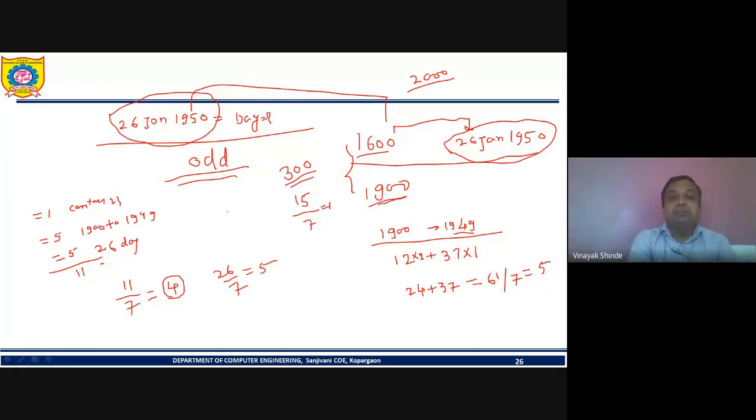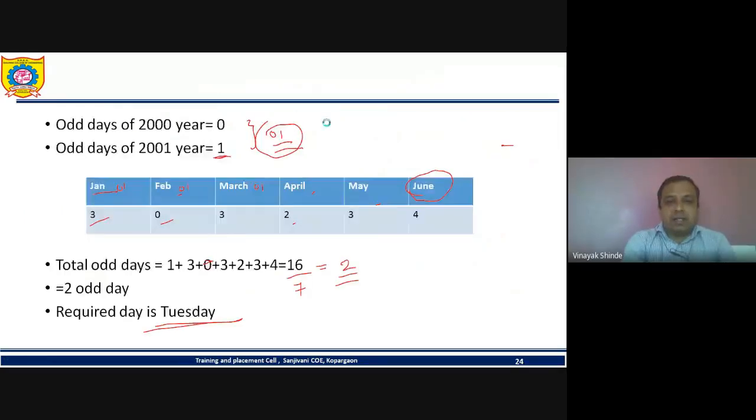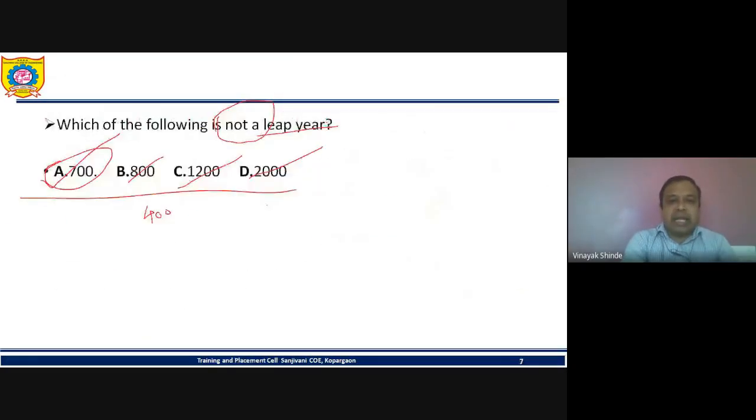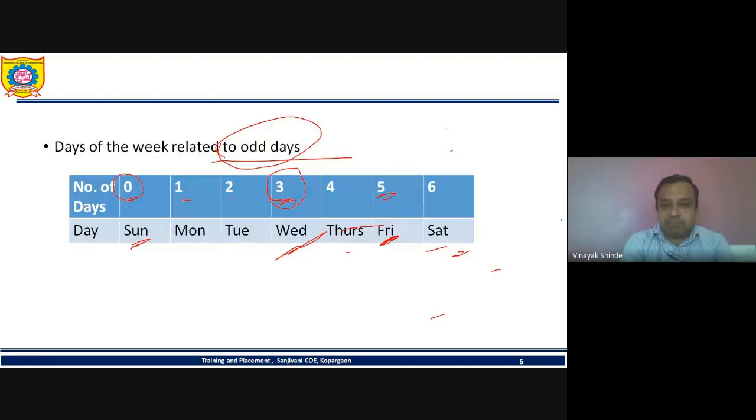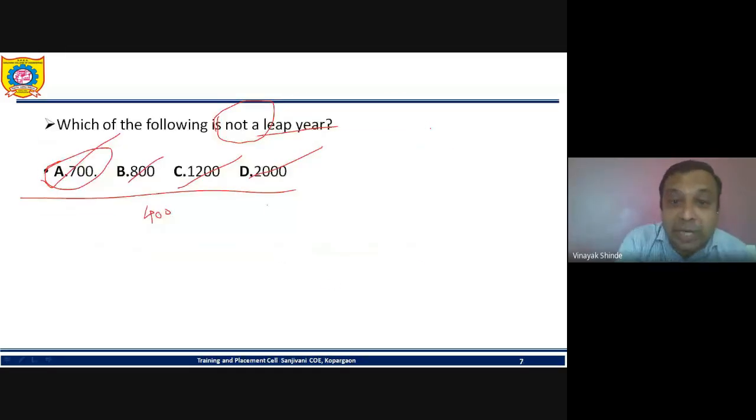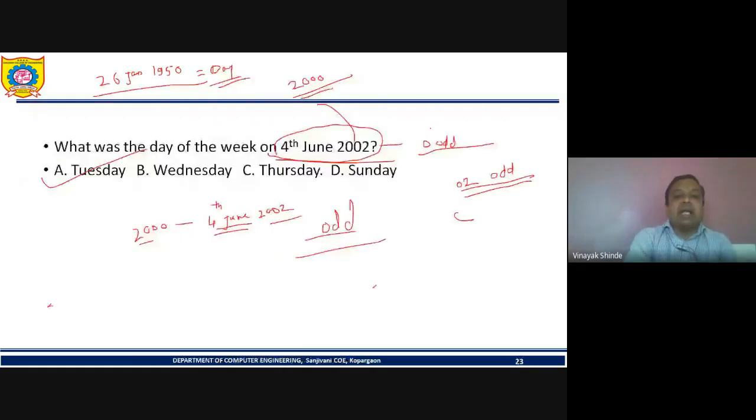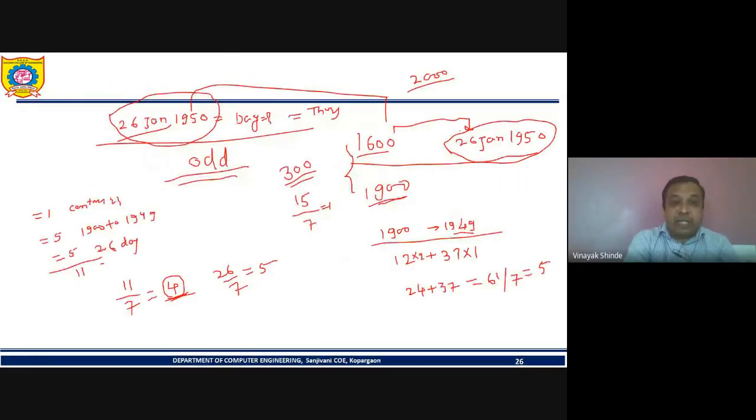What is the fourth day? 0 is Sunday, 1 is Monday. If I go for the fourth day, it is Thursday. The fourth day is nothing but Thursday. So 26 Jan 1950 is Thursday.